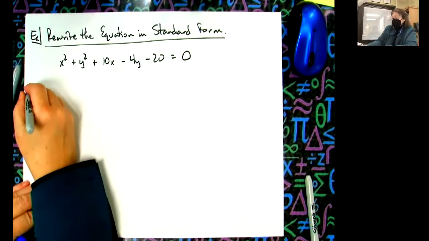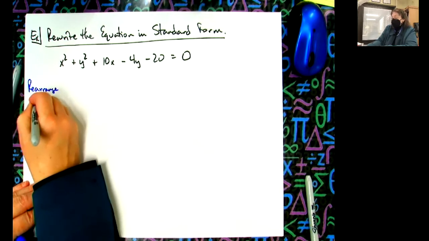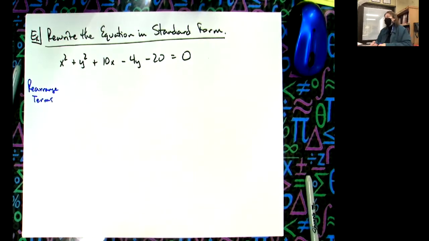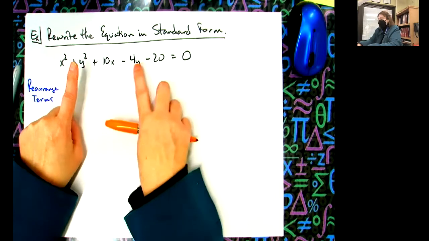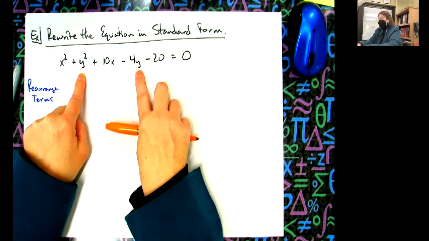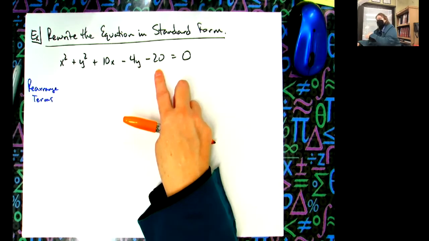All right, first thing I'm going to do is rearrange my terms. I want to rearrange the terms so that I can set this up for completing the square. So if I'm going to complete the square, with perfect square trinomials, I need my x squared and my x term together. I need my y squared and my y term together. This 20 is an extra little number. I need to get rid of it, so I need to put it on the other side of the equation.